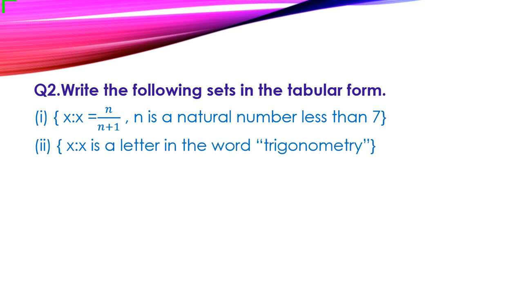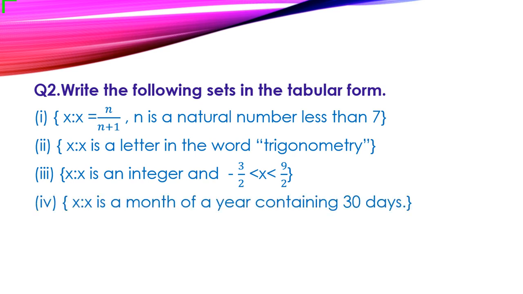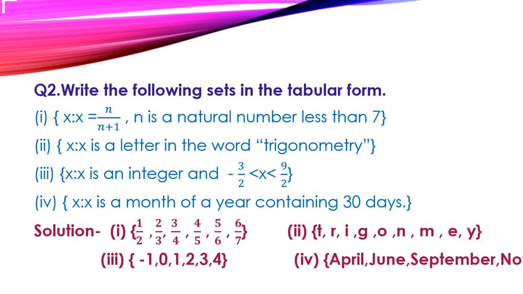Right students? Next question is x such that x is a letter in the word trigonometry. Next, x such that x is an integer and x lies between minus 3 by 2 and 9 by 2, right? And the fourth exercise is x such that x is a month of a year containing 30 days. So here is the solution. Let us consider the first exercise where x is n by n plus 1, and n is a natural number less than 7.